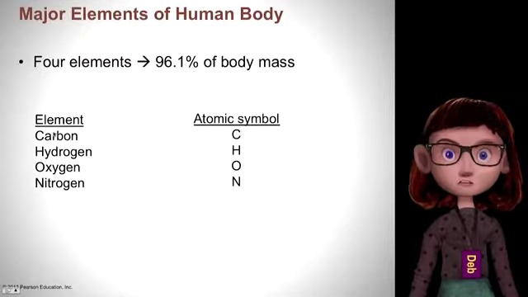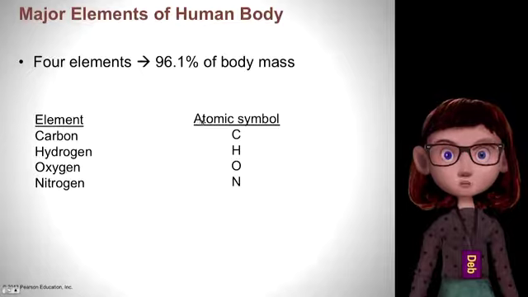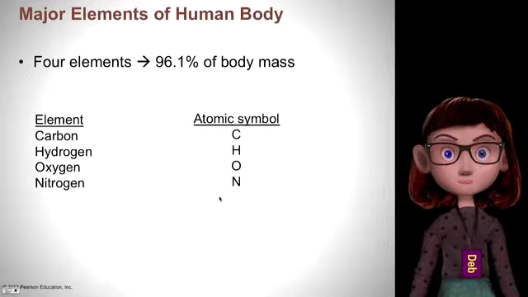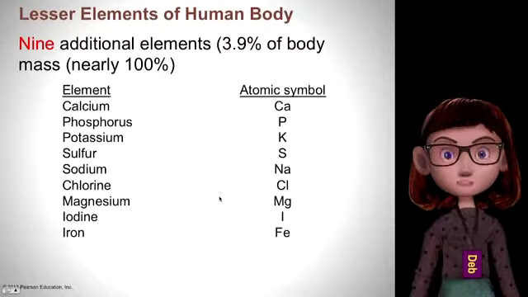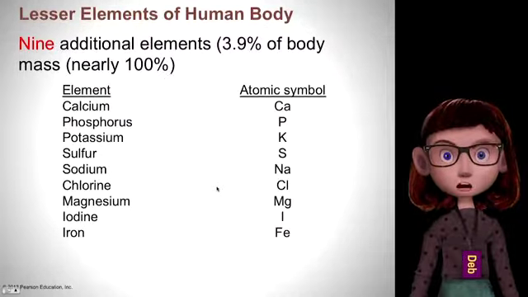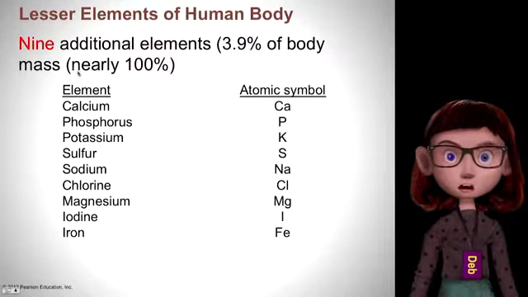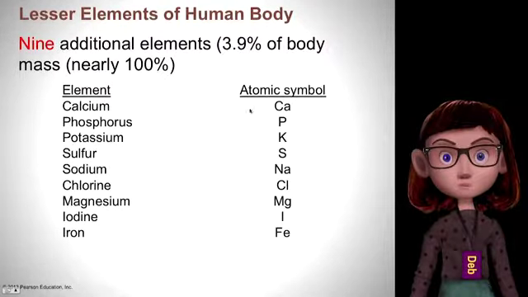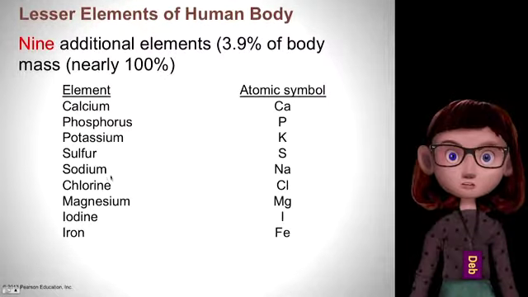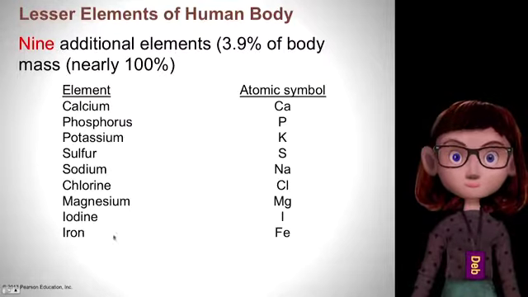Over here on the left, you can see the name of the element, and over on the right, its corresponding atomic symbol. Carbon, C, hydrogen, H, oxygen, O, and nitrogen, N. The lesser elements of the human body include 9 additional elements that make up another 3.9% of body mass. So we have the elements listed here: calcium with the symbol, phosphorus, potassium, sulfur, sodium, chlorine, magnesium, iodine, and iron.